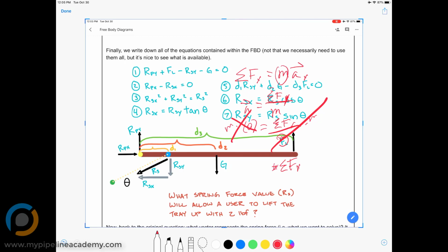This is really good that you're doing this. If we assume acceleration is 0, which we are assuming, then the sum of the forces equals 0, right? Because mass times 0 acceleration is 0 on the right side of the equation. So 0 equals the sum of the forces in the y direction. And that's equation number 1, right?